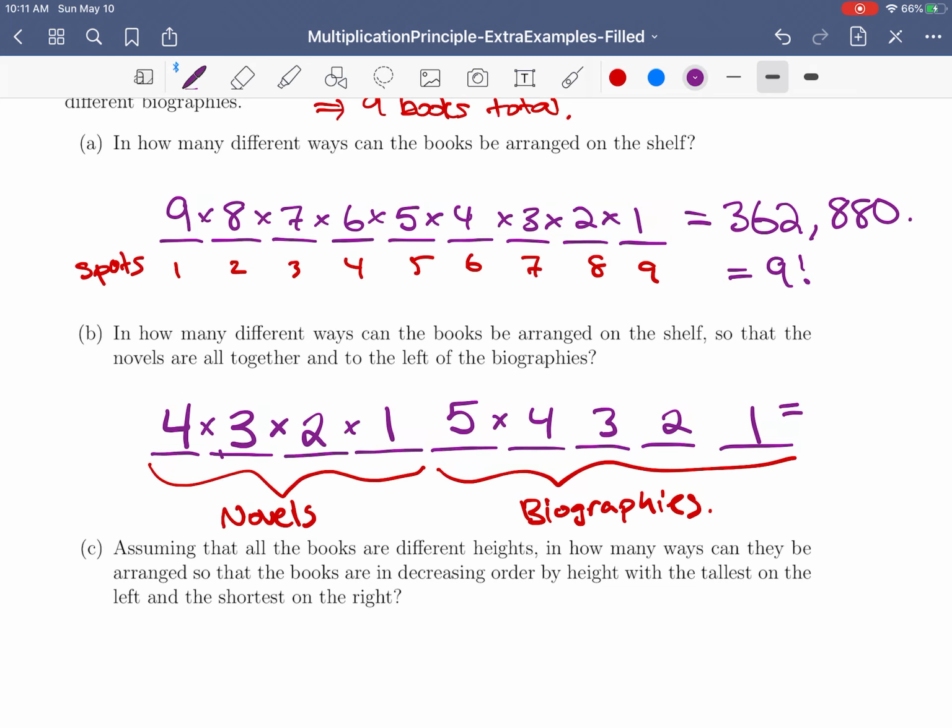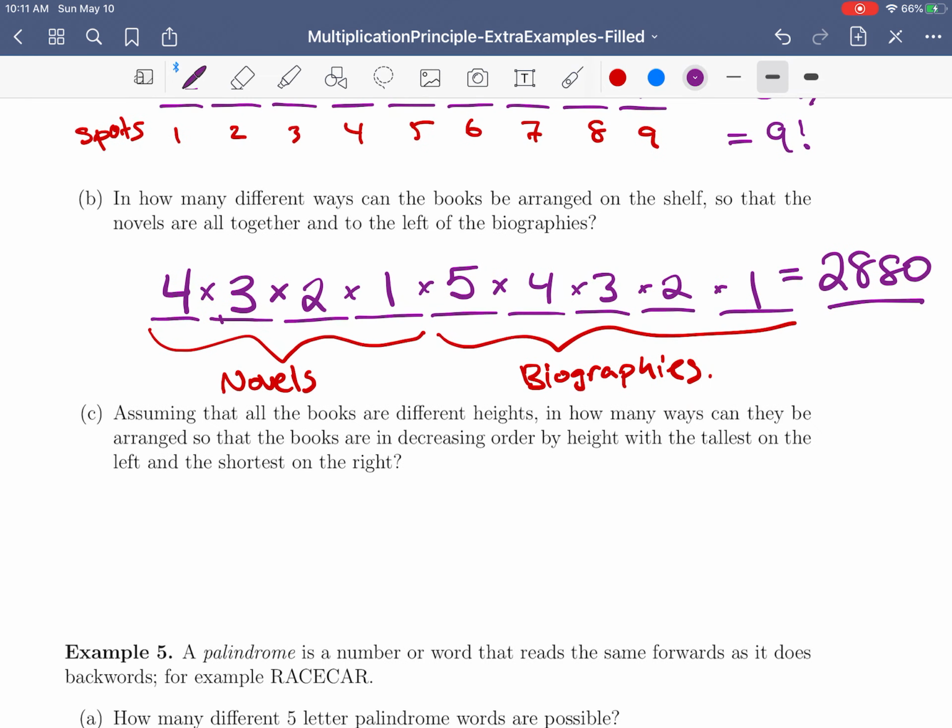So if you compute this number, it's 4 times 3 times 2 times 1 times 5 times 4 times 3 times 2 times 1. You're going to get 2,880 different ways.